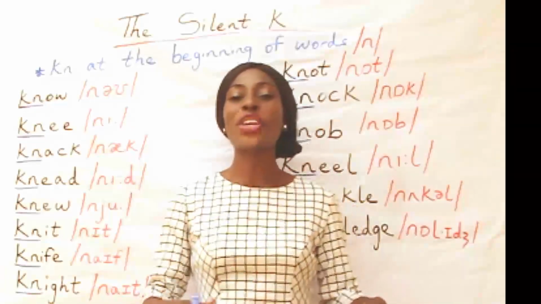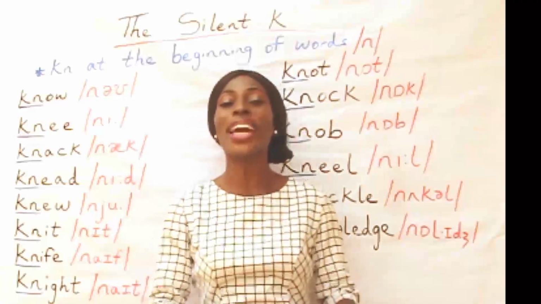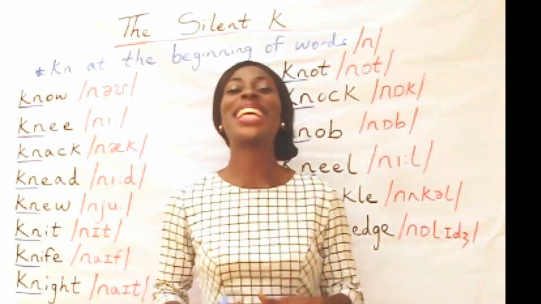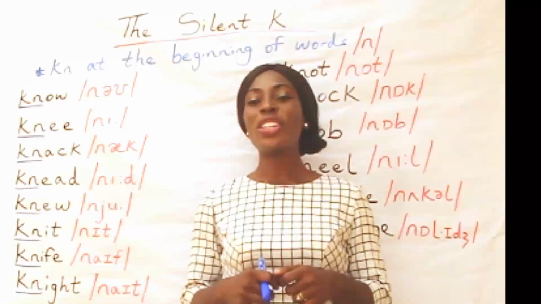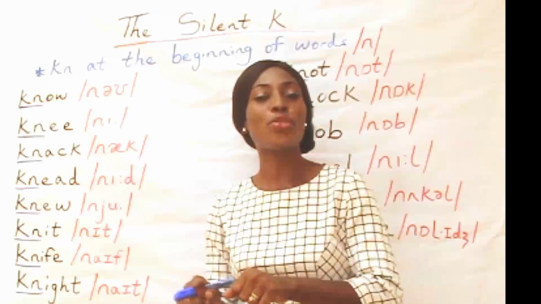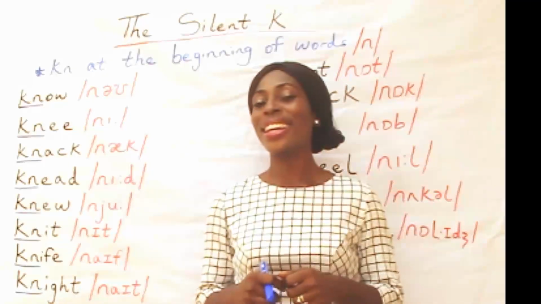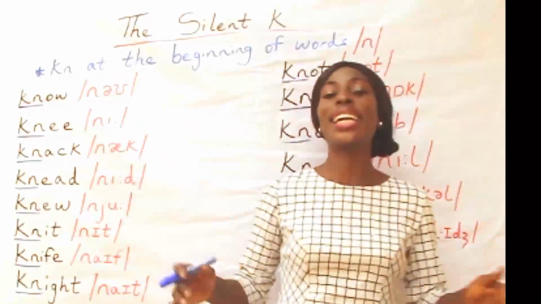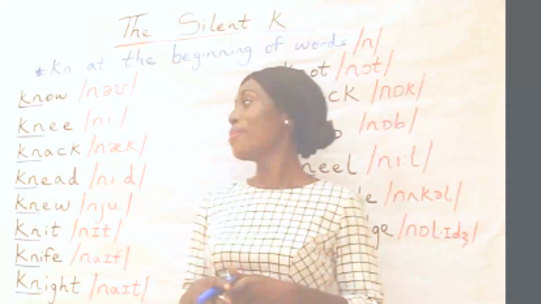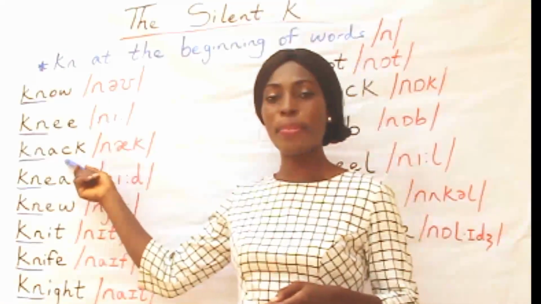It's where you bend. It can bend in the middle. This is the knee. I hope you can see my knee. She was on her knees scrubbing the floor. Can you touch your knee? I'm bending to touch my knee. Knee. The next word we have is knack.